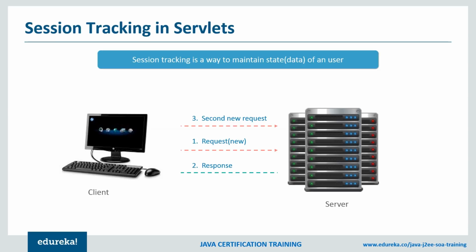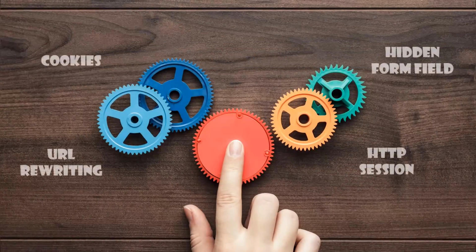As depicted in the picture, you can see, each time when user requests, the server treats the request as a new request. So we need to maintain the state of a user to recognize a particular user. As HTTP is stateless, each request is considered as new request. So in order to recognize a particular user, we need session tracking. These are a few techniques of session tracking, that is cookies, URL rewriting, hidden form field, and HTTP session.